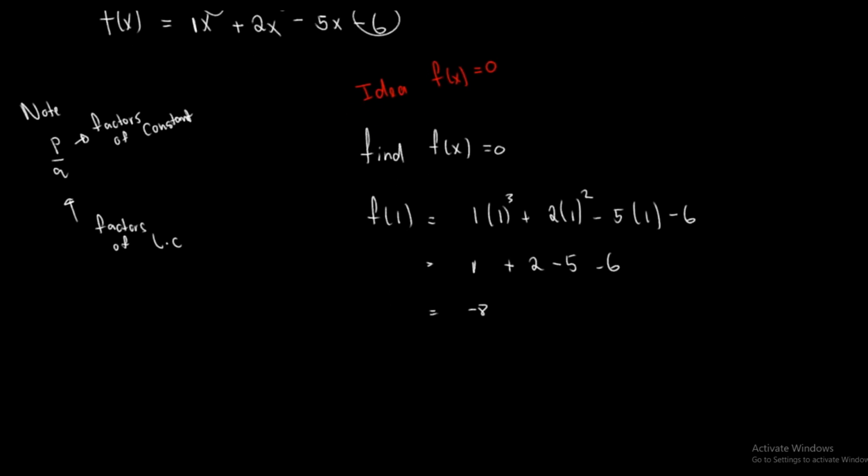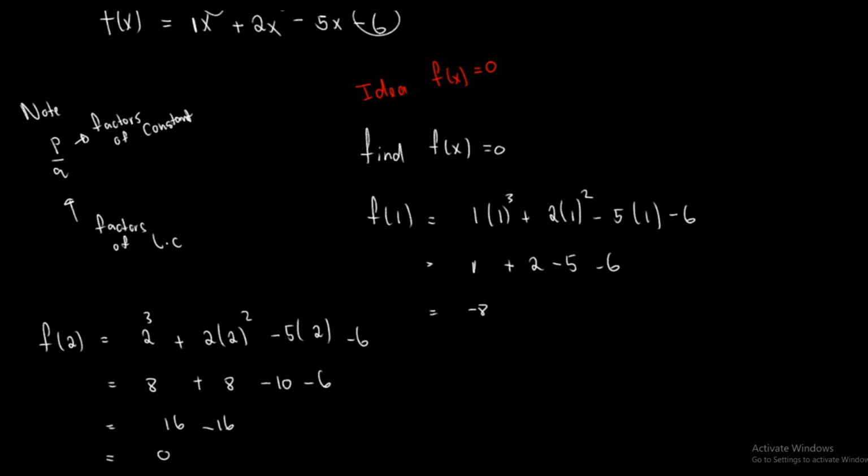Let's test 2 this time. Sometimes this testing might take forever, by the way. You might have to test like 12 numbers or something. Anyway, let's see. It's going to be 2 raised to the third, 8, plus 4 times 2 is 8, minus 10, minus 16. That gives me 16 minus 16, which is then equal to 0.